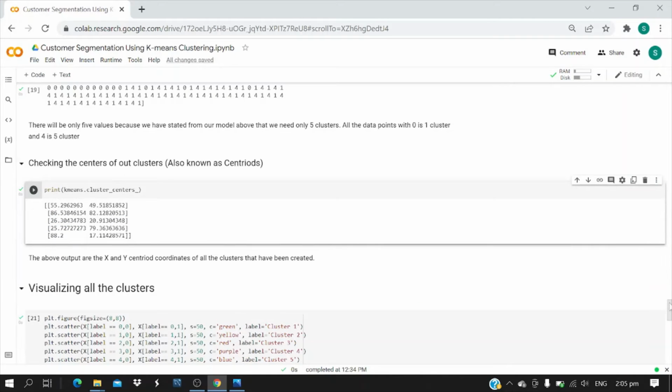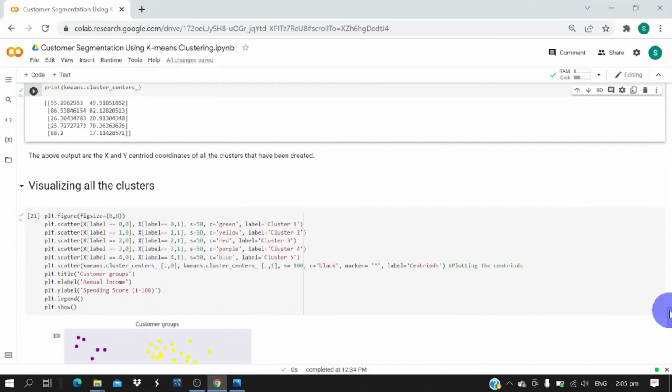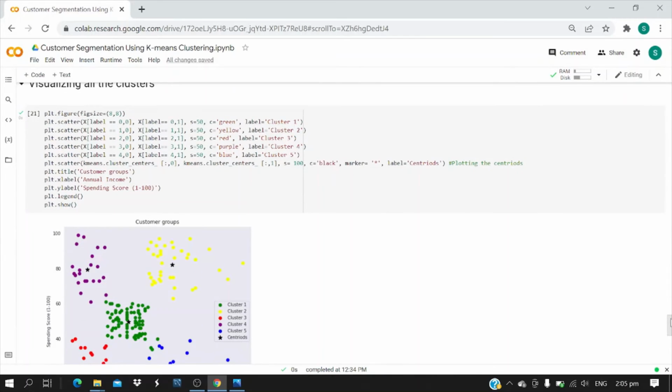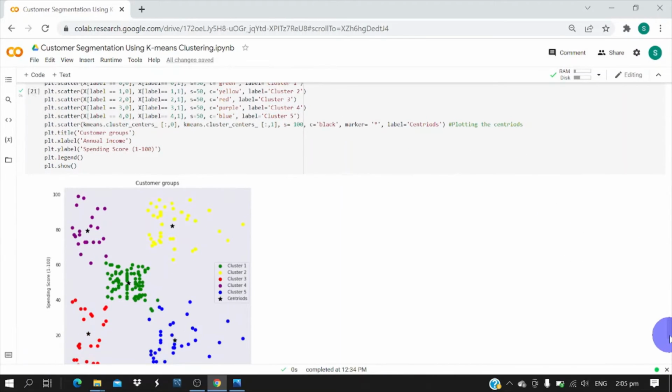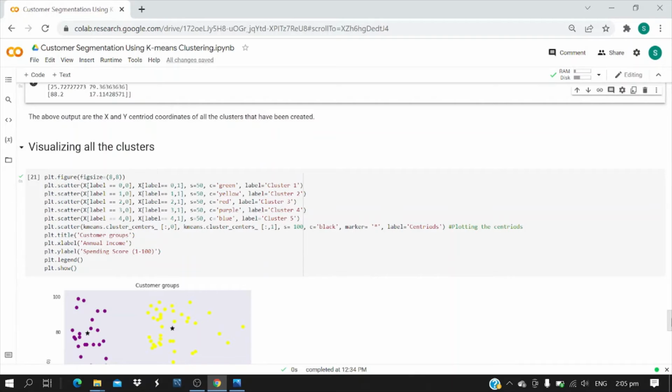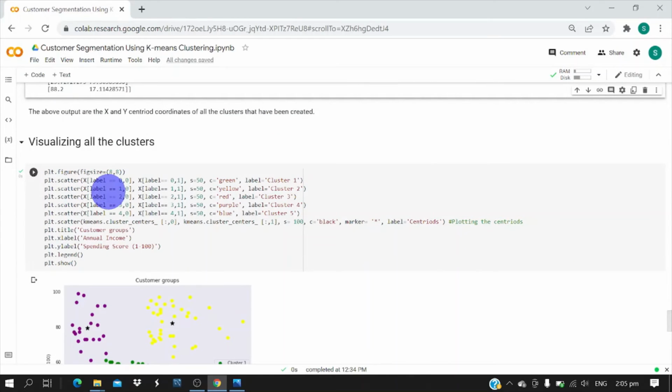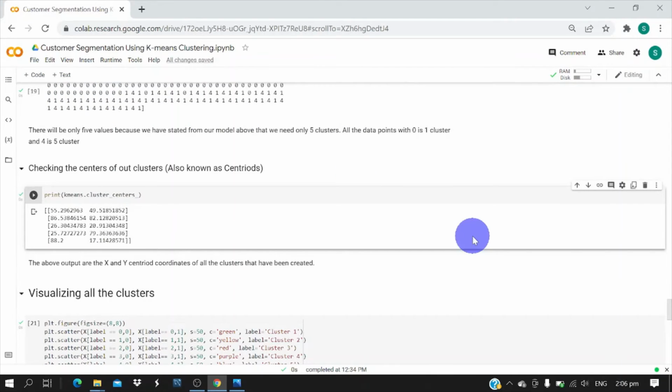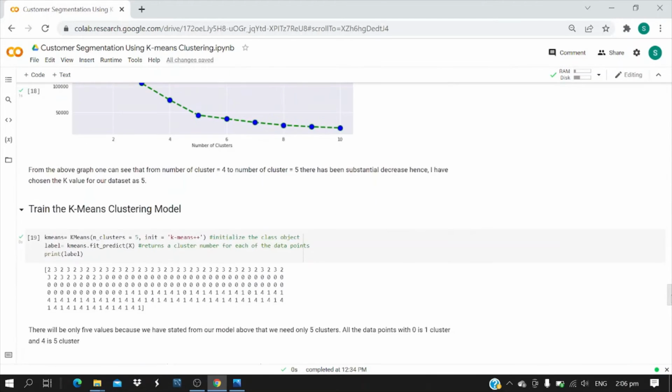After which I visualized all of the clusters on a scatter plot. Remember, this label over here represents the data points for each of these clusters.